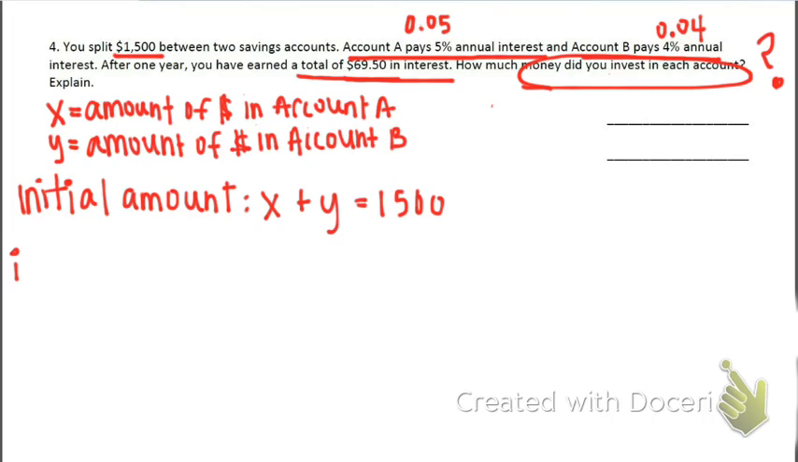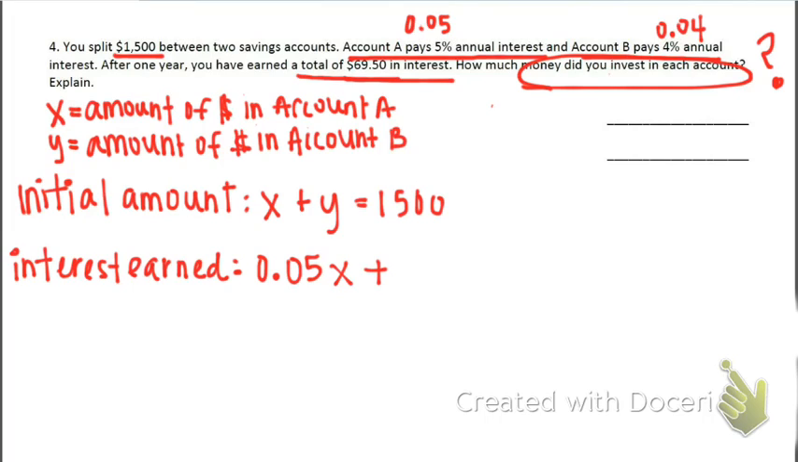So let's talk about interest earned. What's my interest rate for account A? Kevin, what's my interest rate? 5%. So I'm going to take 5% and multiply it by how much money is in account A. That's how the bank calculates your interest. They take your rate and they multiply it by how much money you have.